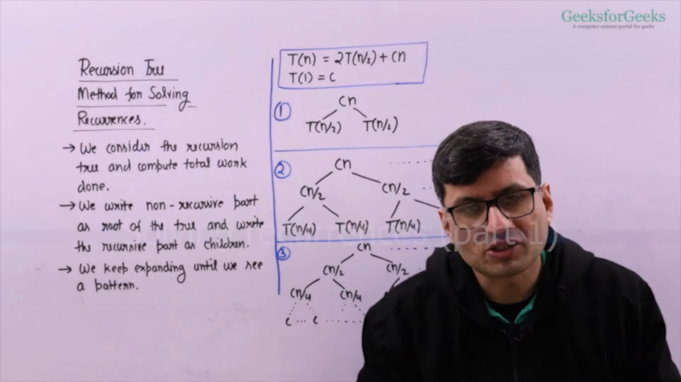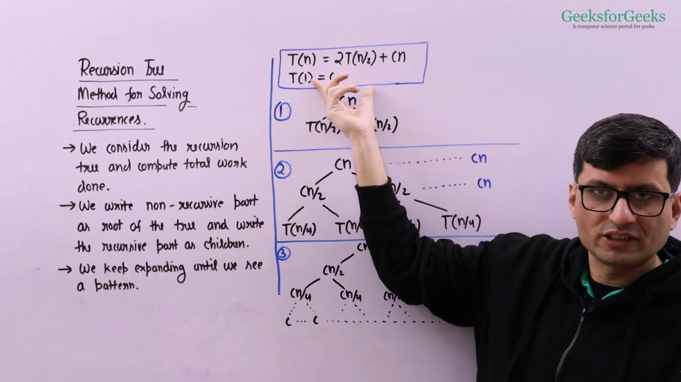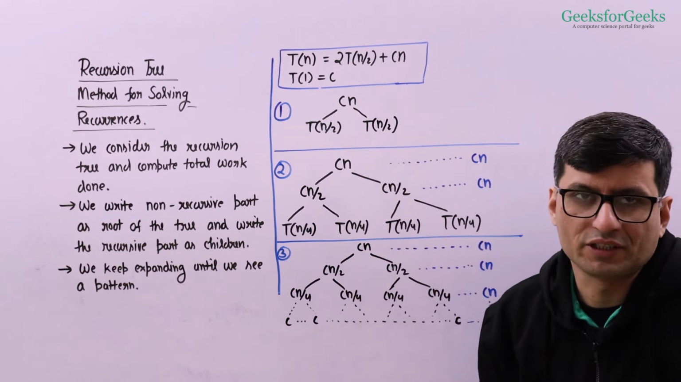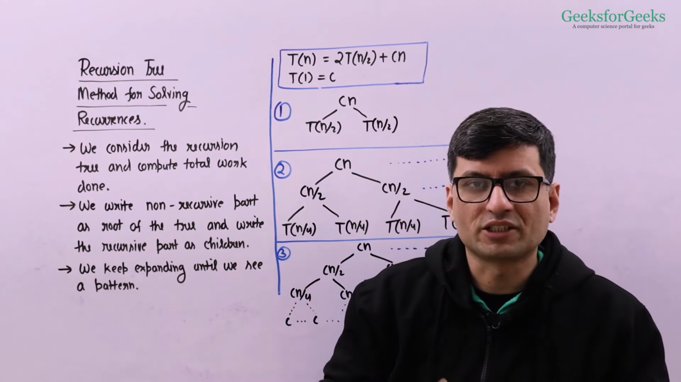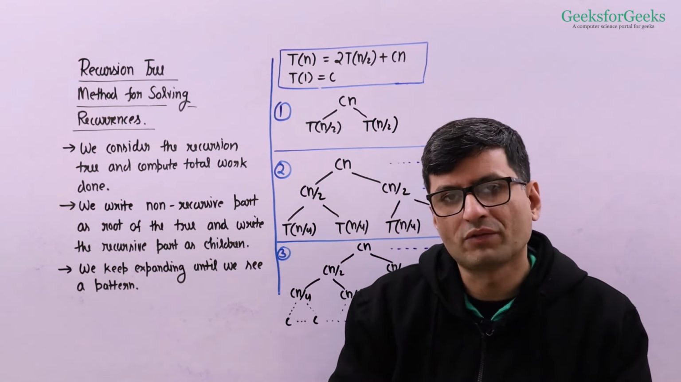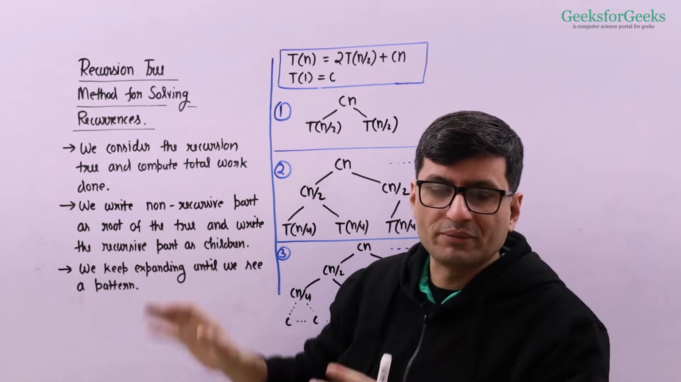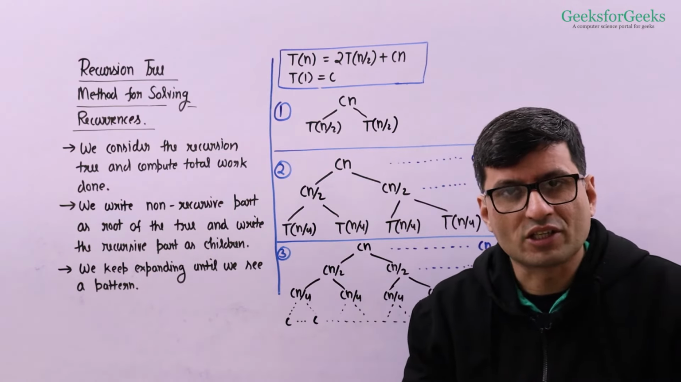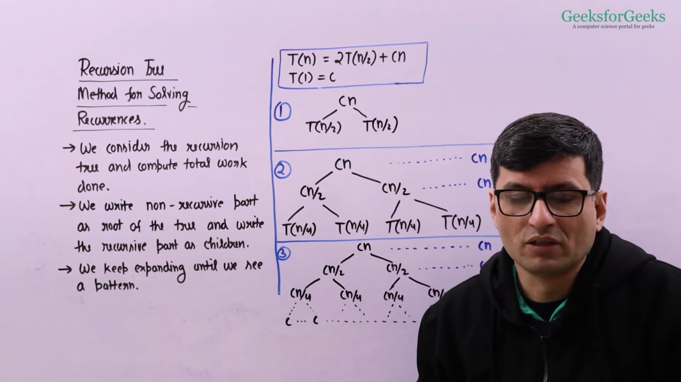Let's now talk about solving recurrences. So we are given a recurrence relation like this. We need to find the value of T(n). There are multiple methods to solve recurrences, like the master method, which requires us to remember a formula and works only for a particular form. In this video, we are going to talk about the recursion tree method, which is a general purpose method and does not require us to remember any formula.